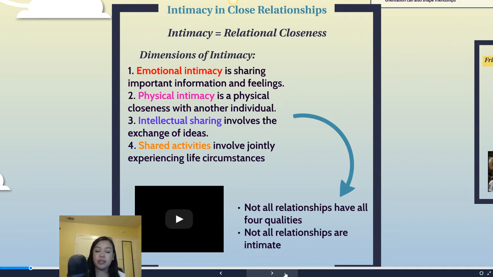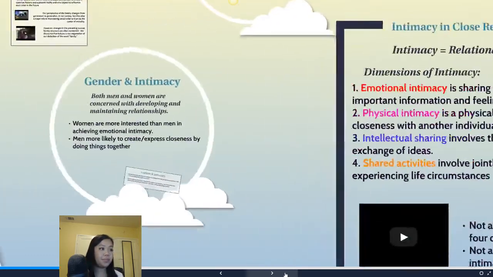One thing to note is that not all relationships have all 4 qualities. They don't have to have all 4 qualities. And it's also important to recognize that not all relationships that you have are intimate. At times you can have relationships, for example, with coworkers or acquaintances that are solid, continuing relationships, but that doesn't necessarily mean you are intimate with those individuals.